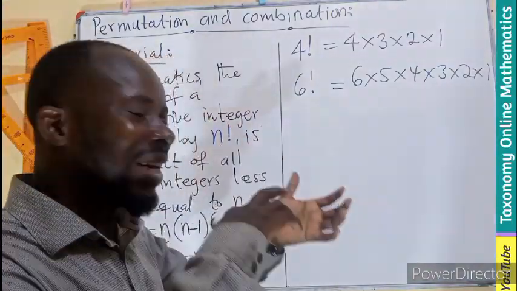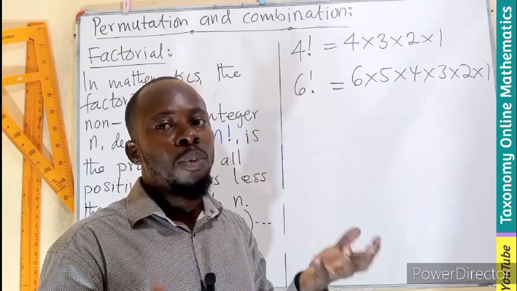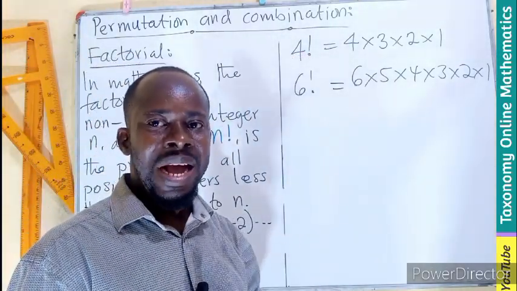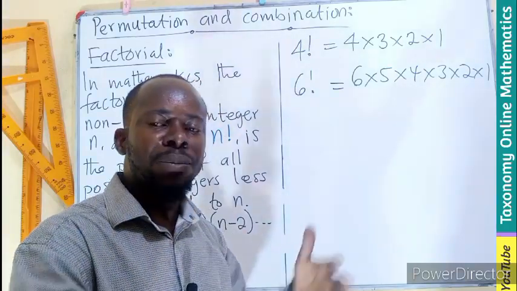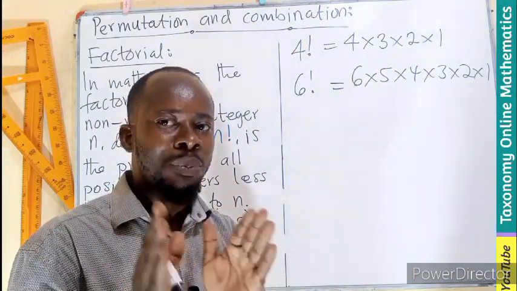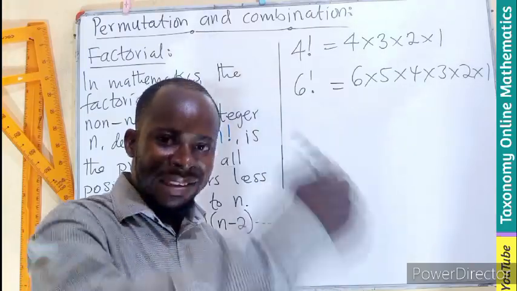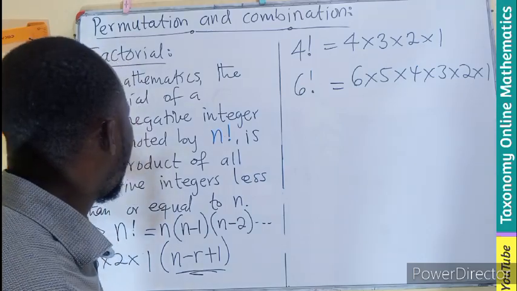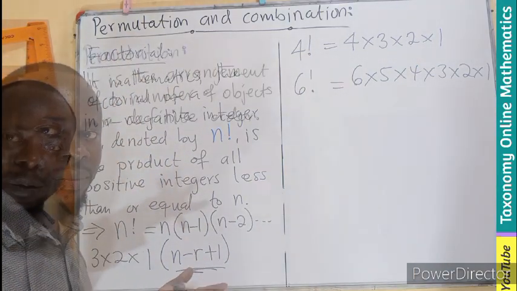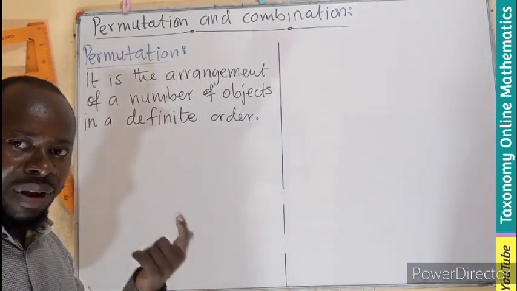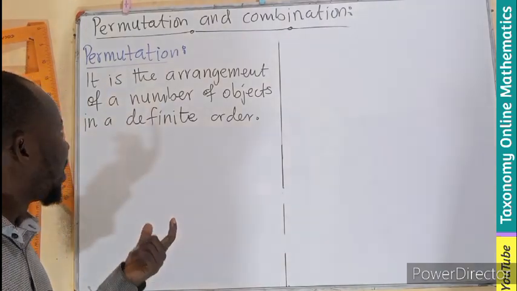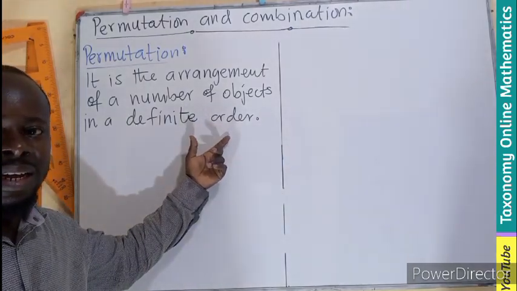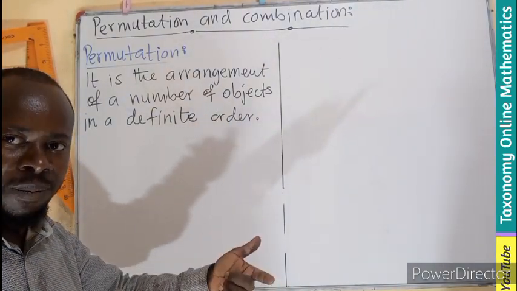So now that we understand the fundamental principles of counting, we also understand what a factorial is. We can now delve into the topic permutation and combination. I'll begin with permutation. Then in the next episode, we will take the combination aspect of that. So let's see what a permutation is all about. For a permutation, as I said in the introduction of the video, it is an arrangement of a number of distinct objects in a definite order.